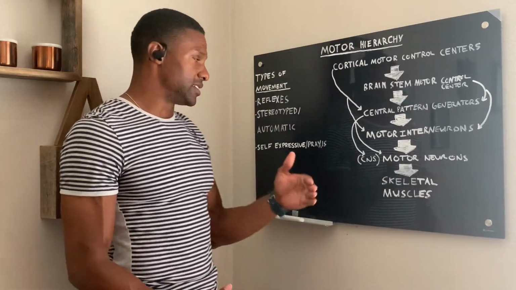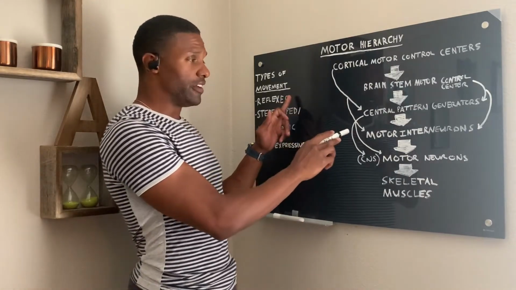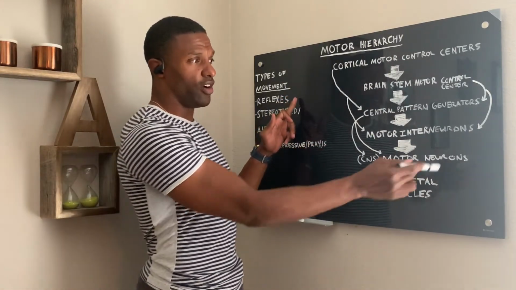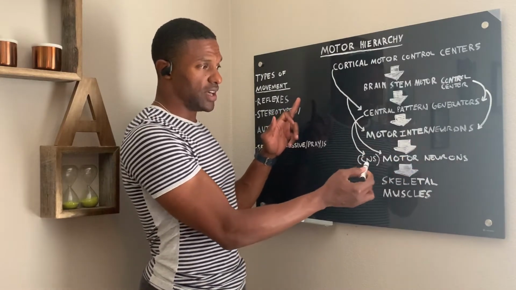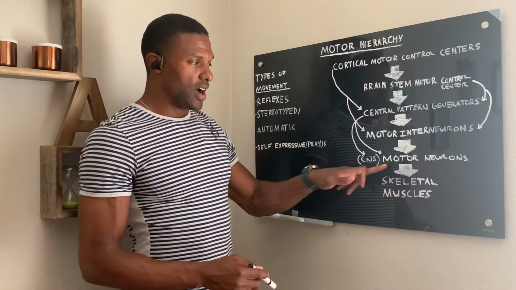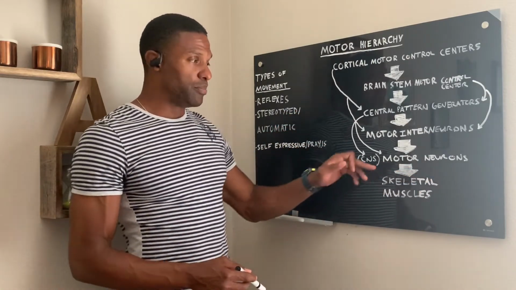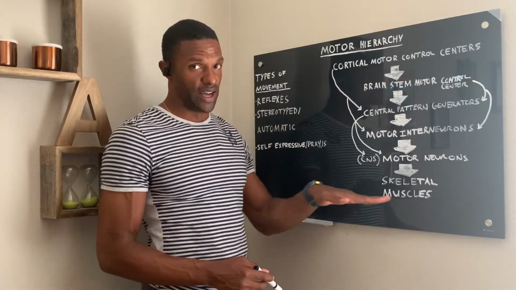These are reflexes. To hop over to the motor hierarchy, reflexes only involve these lower motor control centers: motor interneurons, the motor neurons, and skeletal muscles. Motor neurons are the final common pathway by which the brain reaches muscles to support voluntary movement.